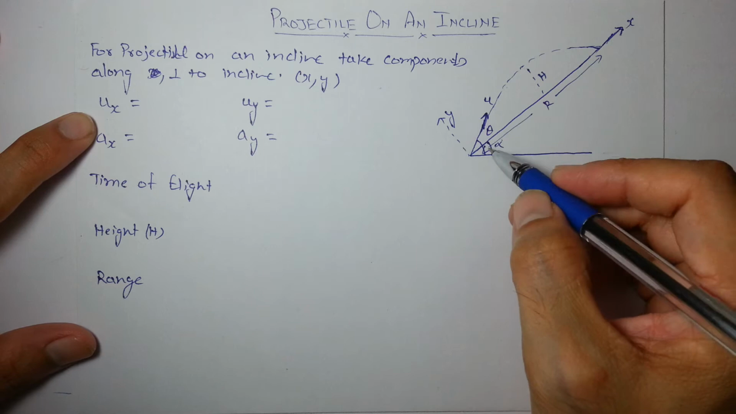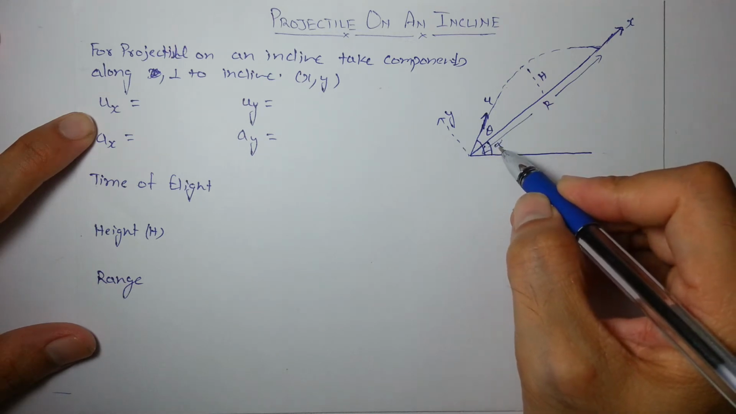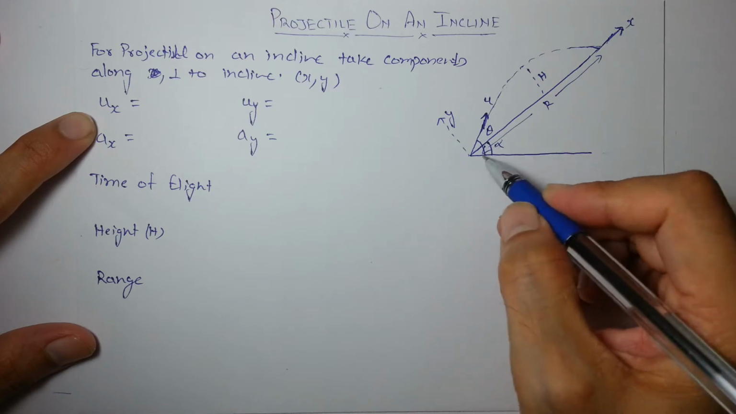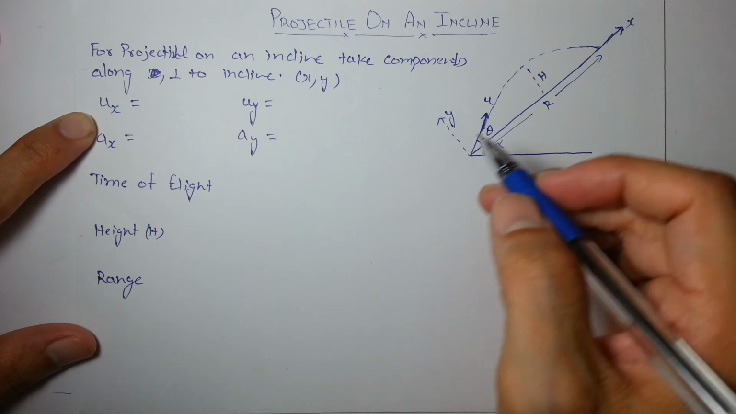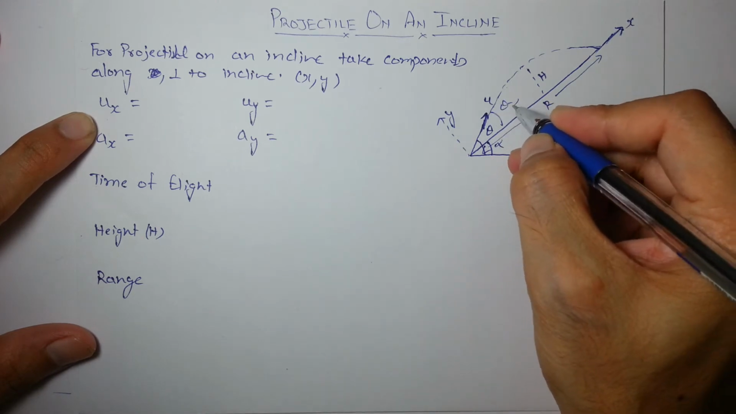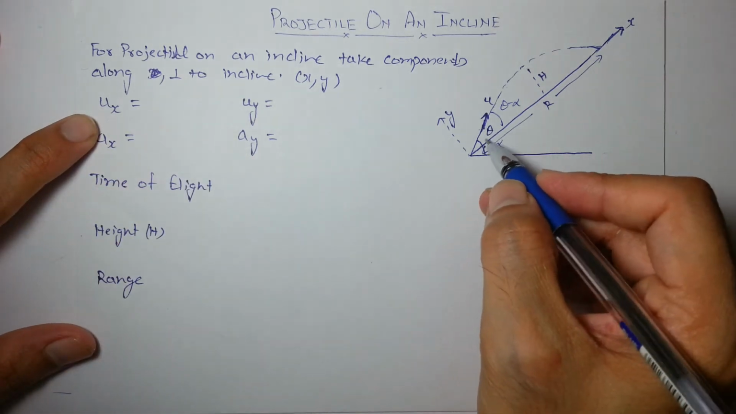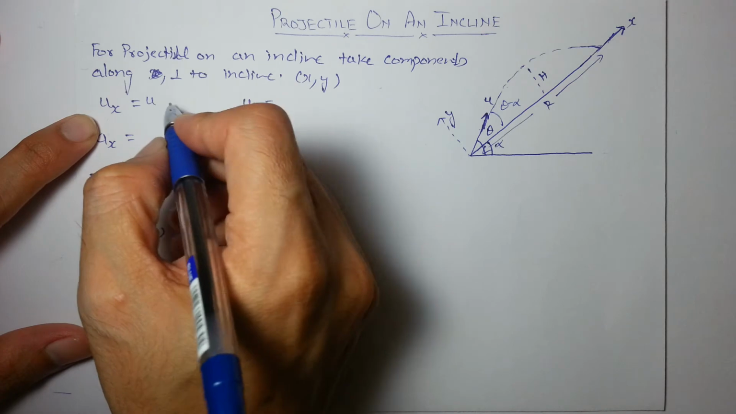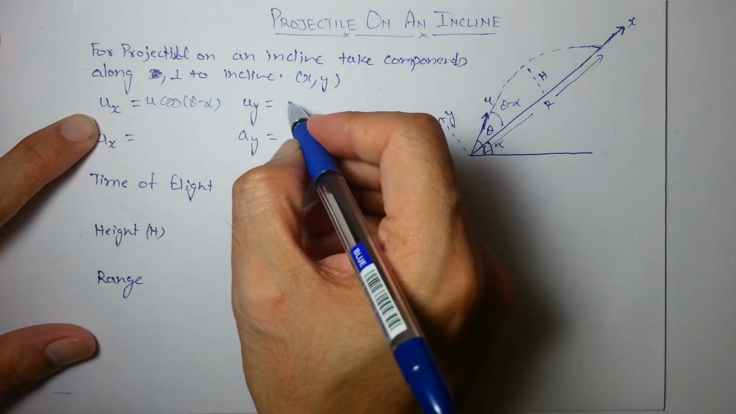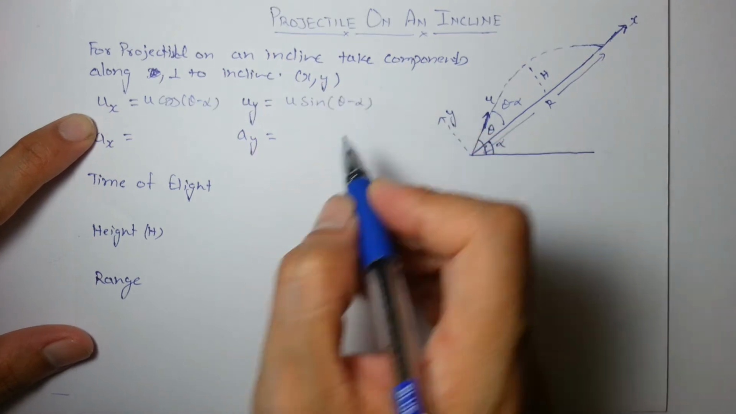So let's say alpha is the angle of incline, and theta is the angle of projection with the actual horizontal. So what is this angle? This angle is nothing but theta minus alpha. So we get ux, the component of velocity along the incline, as u cos of theta minus alpha. uy will be u sin of theta minus alpha.